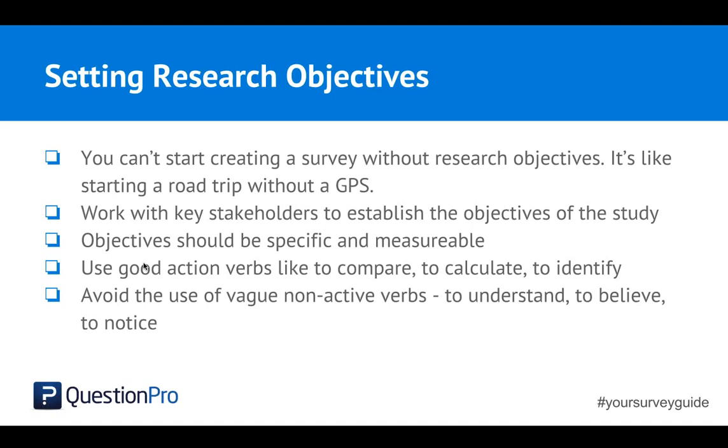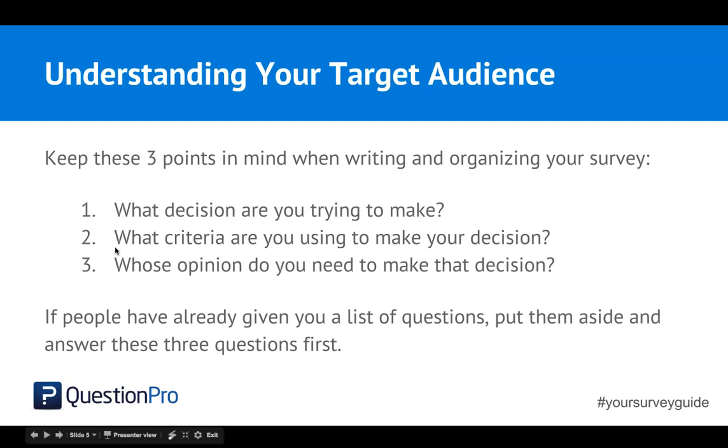So after we have our research objectives set, we can go and start thinking about understanding our audience. And what this really dives into is keeping these 3 points in mind when you're thinking about your survey and organizing your survey. So these 3 questions are: what decision are you trying to make? What criteria are you using to make your decision? Whose opinion do you need to make that decision?